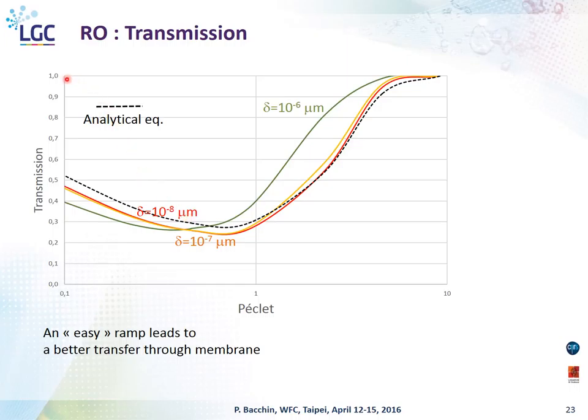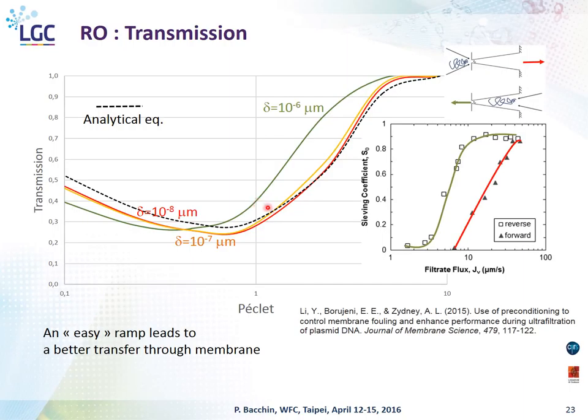Here you have the transmission as a function of the Péclet number, and this transmission at steady state has been simulated for the different ramps. First, for the short ramp, so when the increase in interaction is sharp, you can see that we are close to this dashed line, the analytical equation that we can solve by considering a partition coefficient here. And this is relatively different for the easy ramp, so when the increase is slow and progressive, here in red. We can see that an easy ramp leads to a better transfer through the membrane. So for the same Péclet number, the transmission is higher in the case of the green condition here.